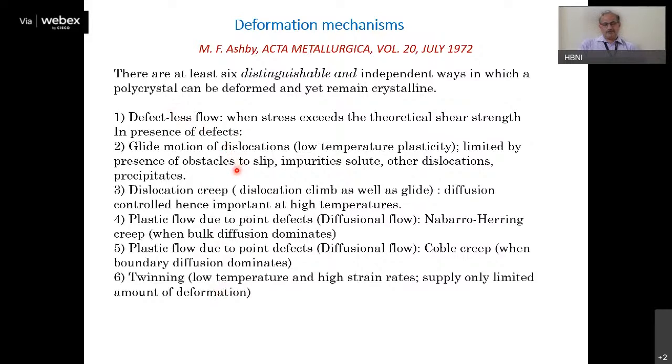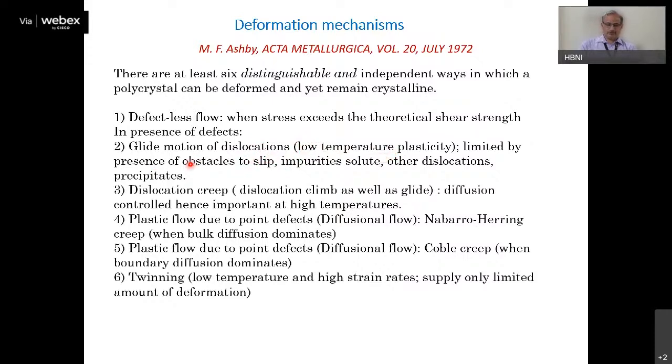The other mechanism, which is actually the main mechanism of plastic deformation, is the glide motion or slip of dislocations. So, glide motion of dislocations. This happens at low temperatures, and it goes on occurring and is limited only by the presence of obstacles to the slip, like boundaries, impurity solutes, or other dislocations. This is the main mechanism by which a material undergoes plastic deformation. Generally this is a low temperature process.